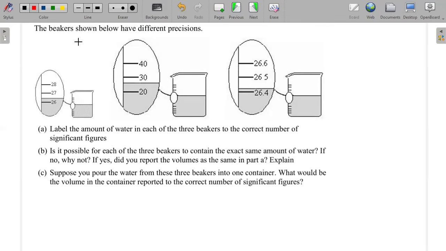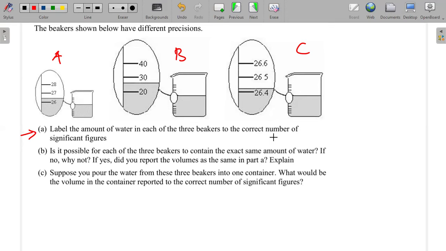So they're saying the beakers shown below have different precisions. Let this one be beaker A, this one be beaker B, and this one be beaker C. The first question here says: label the amount of water in each of the three beakers to the correct number of significant figures.